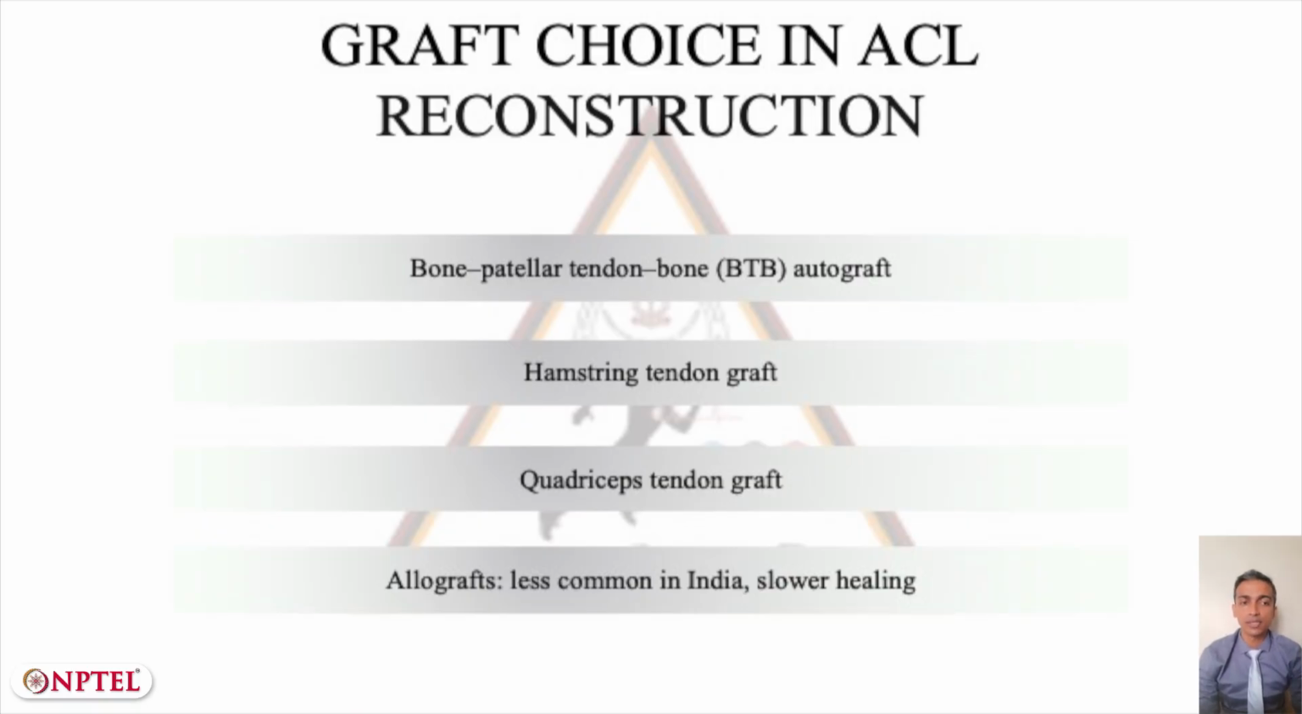The graft chosen in ACL surgery impacts healing and rehab. A bone patellar tendon bone graft, which is also called a BTB graft, heals faster into bone tunnels but may cause anterior knee pain because it is at that place from where the graft is drawn. Hamstring grafts are popular but may lead to hamstring weakness. Quadriceps tendon grafts are increasingly used, offering balance between strength and morbidity.